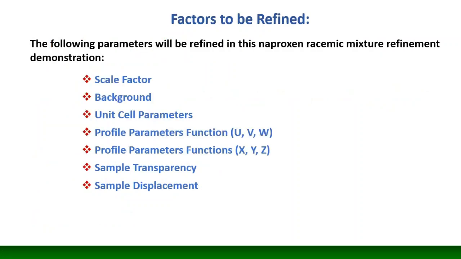As we saw, there are many different parameters that can be refined in order to obtain the calculated X-ray diffractogram. Obviously, we are not going to refine all of them, but we're going to refine some of them. The ones we are going to refine in this demonstration are the scale factor, the background, the unit cell parameters, the profile parameter functions UVW and XYZ, sample transparency, and sample displacement. For each one of them, we're going to see some details about the equations related to it, and then we're going to demonstrate where in GSAS you can check the box related to that particular factor, refine it, and how refining that parameter can affect the calculated X-ray diffractogram.